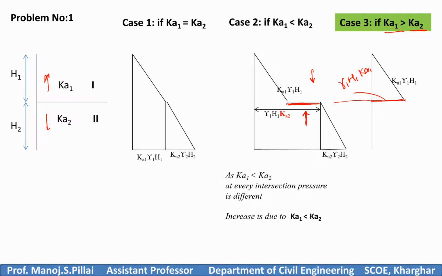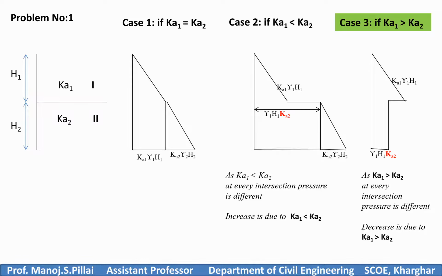So I told you how to write this. That is H1. At H1 you have some value which is above. What is the value above? Gamma 1 H1 Ka1. But you will have some value which is below. So I'm writing here H1 above equal to gamma 1 H1 Ka1. H1 below, that is at this interface you have two values, one above and one below. That is equal to your surcharge into Ka2. Understand this very part. So surcharge is equal to how much? Gamma 1 H1 into Ka2.